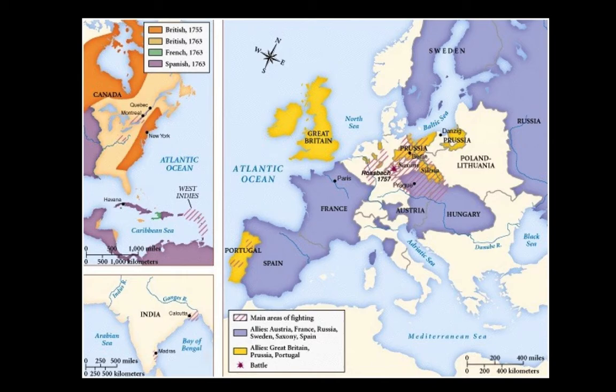Moreover, England had beaten France decisively for the first time in a long time and was able to devote herself to the American colonies, whom she discovered she could tax, and we get into the American Revolution much later.